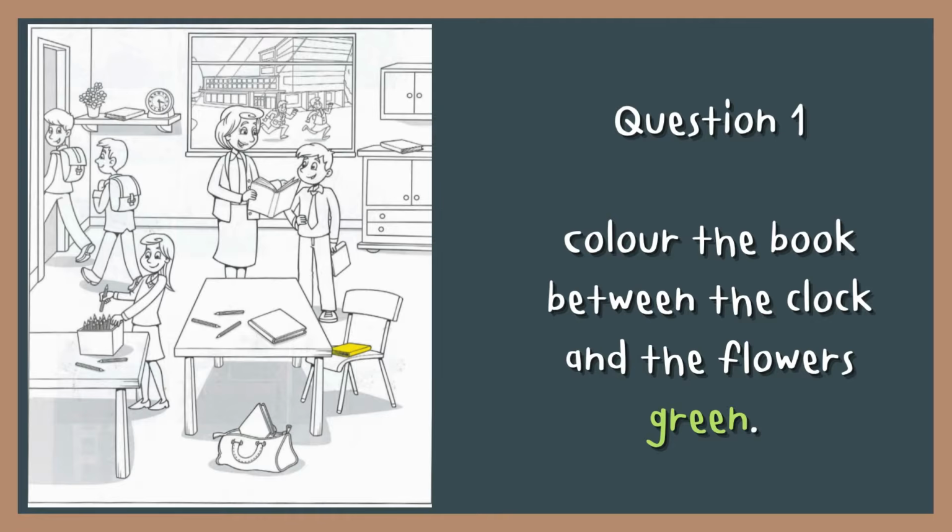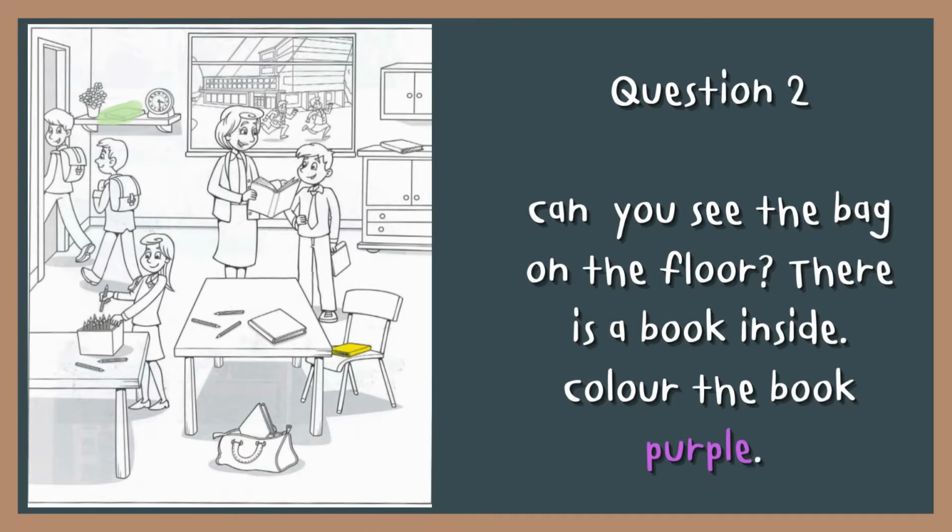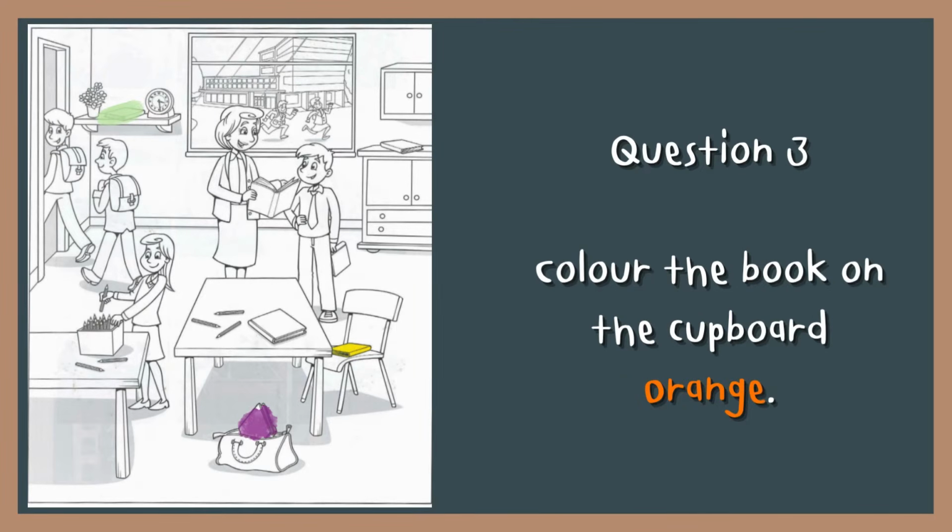Question 1. Color the book between the clock and the flower green. Let's find it. Look, the book between the flowers and the clock is green. Question 2. Can you see the bag on the floor? There is a book inside. Color the book purple. Let's find the book. Look, it is purple now.